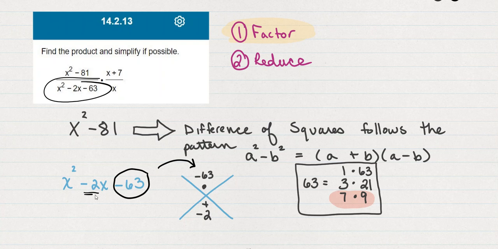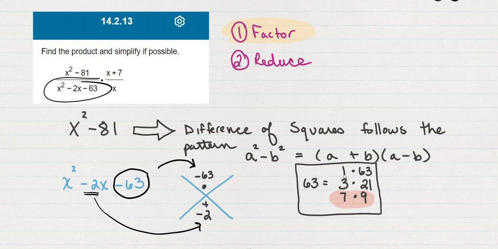And then I took the negative 2, the coefficient of the x, and I put that in the bottom of the diamond. So what I'm trying to do now is find two numbers that multiply to negative 63 and that add to negative 2. To do that, I'm going to make a short list of all the whole numbers that can multiply to 63. Notice I've changed it to positive 63. I'm not going to be concerned about the negative yet.